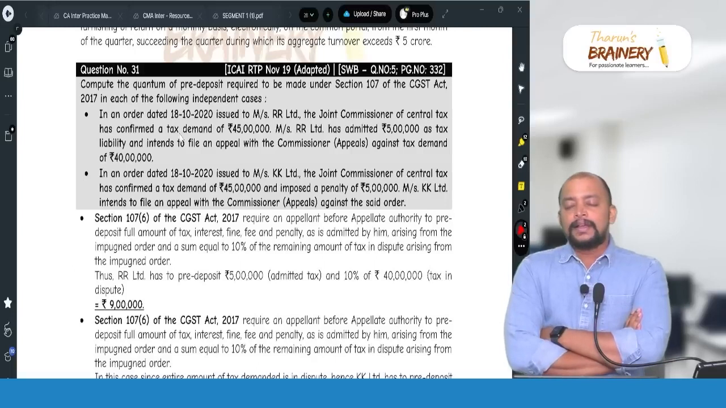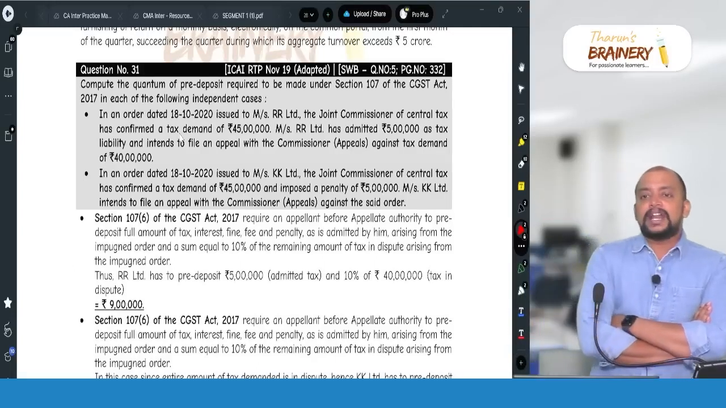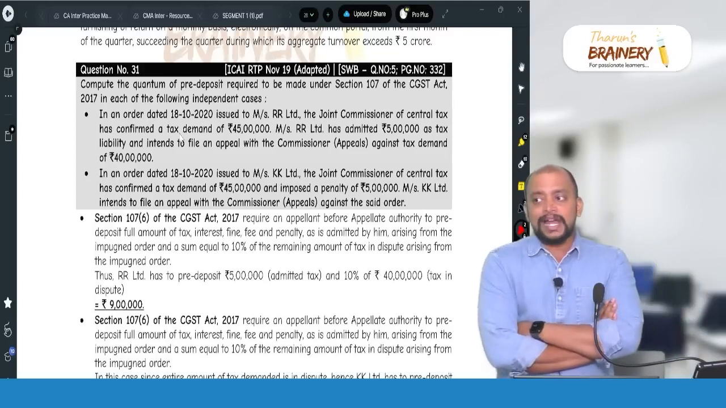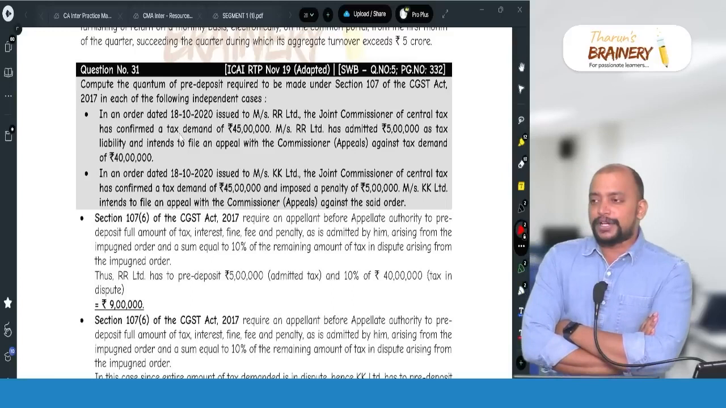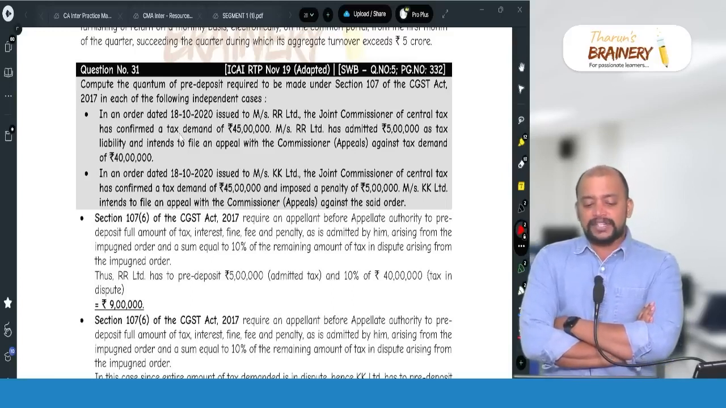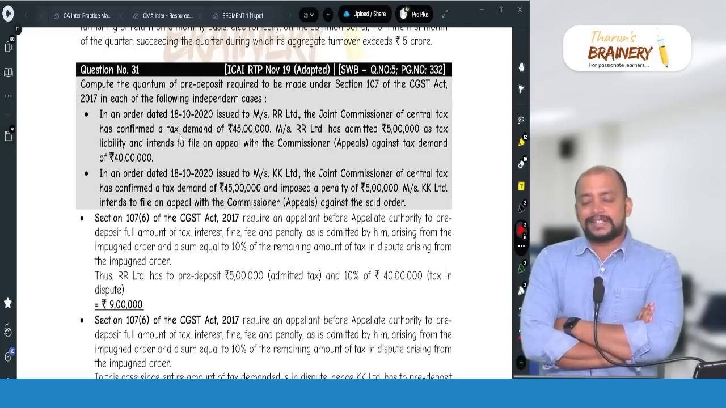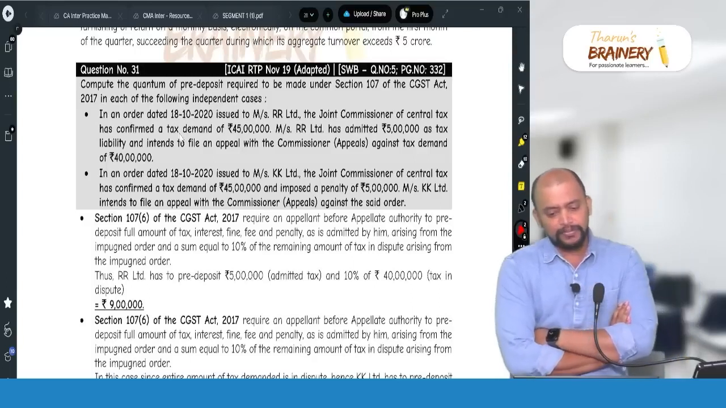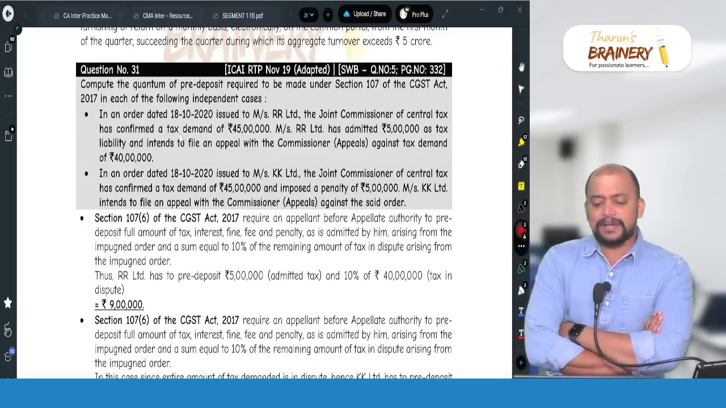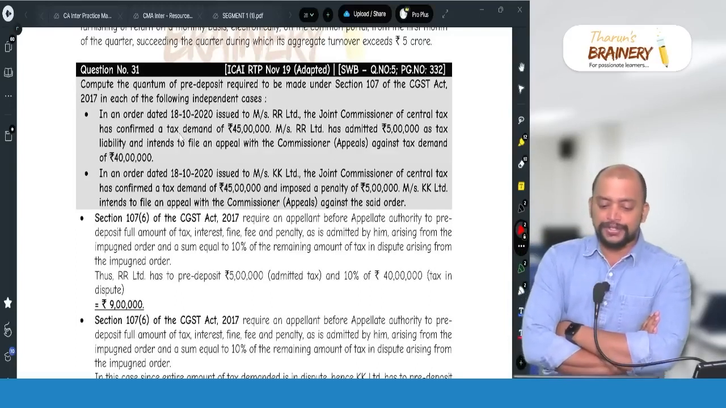Now, the pre-deposit will be, in case of first appeal, 100% of the admitted dues plus 10% of the disputed tax. So 100% of the admitted dues is 5 lakhs and 10% of the disputed tax is 4 lakhs. So therefore 9 lakhs will be payable, and this 10% is subject to a maximum of 25 crores under CGST, 25 crores under SGST, but that is not applicable here. So just 9 lakhs will be taken as the pre-deposit.